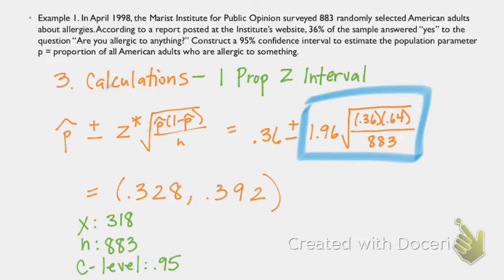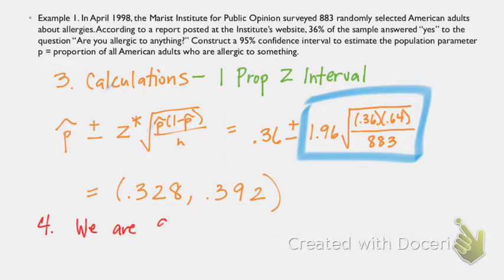Okay, the last part is the conclusion. We are 95% confident that the true proportion of Americans with allergies is between 32.8% and 39%.